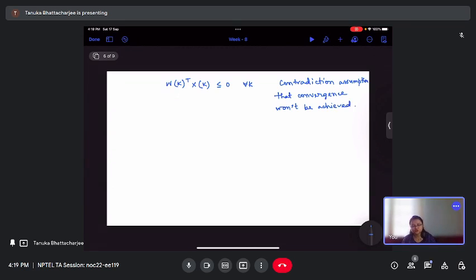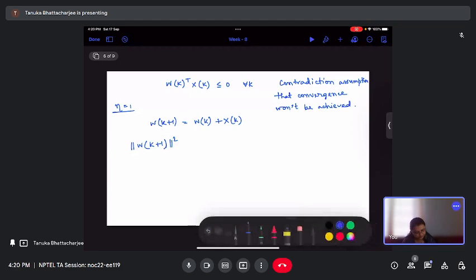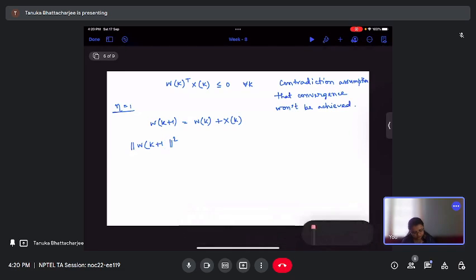Now, for simplicity, let me take eta equal to 1 for this case. You can take any value of eta, I am taking eta equal to 1. So, your weight update rule is wk plus 1 equals wk plus xk. Right. This is your weight update rule. Now, let us take the norm square on both sides.